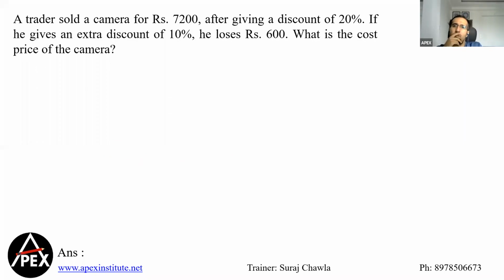Can we solve this, please? A trader sold a camera for 7,200 and gave a discount of 20%. That means I am writing it like this: 80% of MP is equal to 7,200. Clear? Which means my MP would have been 9,000. Now, if he gives an extra discount of 10%, he loses rupees 600. Extra discount means now he is giving 70% on MP.